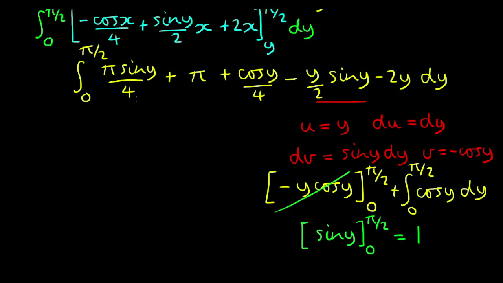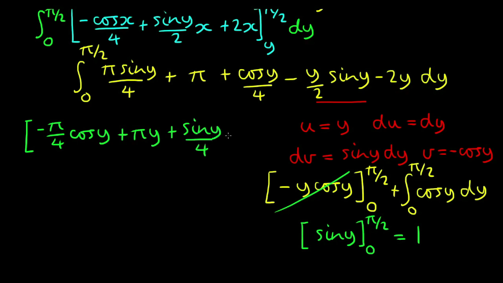And evaluating the remaining terms, what we get is minus pi on 4 cosine y plus pi y plus sine y on 4 minus 2y squared on 2. And that's evaluated at y equals 0 and pi on 2.